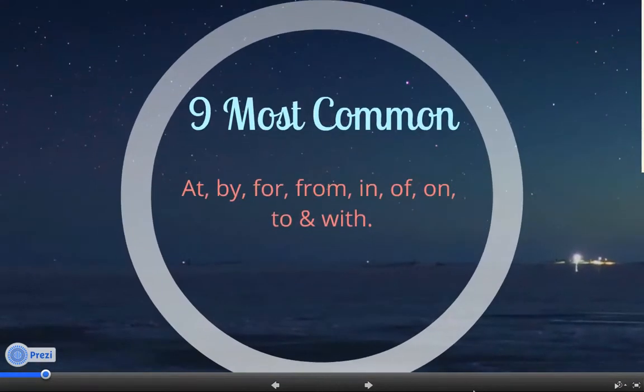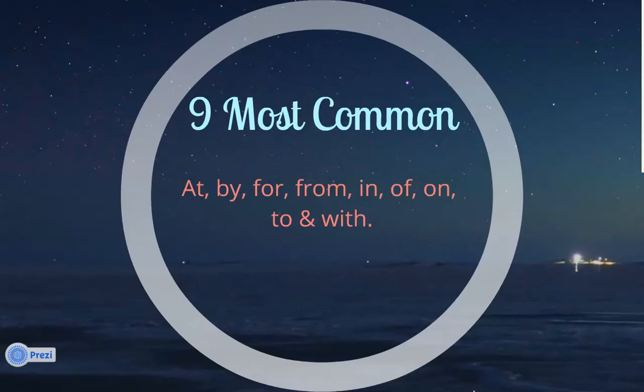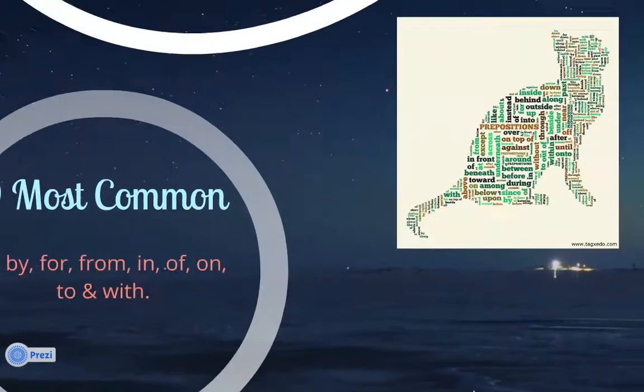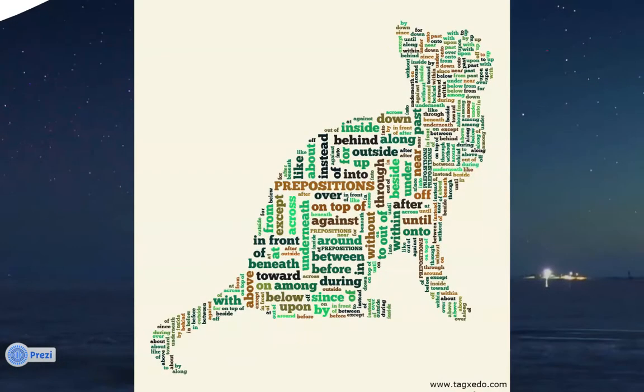The 9 most common prepositions are at, by, for, from, in, of, on, to, and with. But those aren't the only ones. There are many prepositions like behind, down, along, beside, under, between, beneath, toward, among, below, and so on, as you can see from this word cloud.